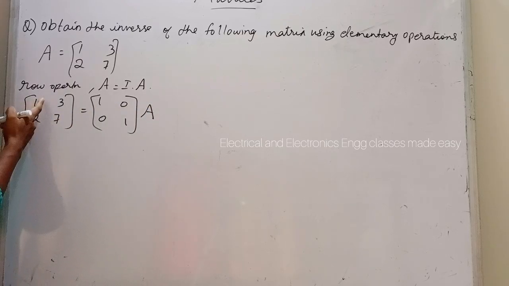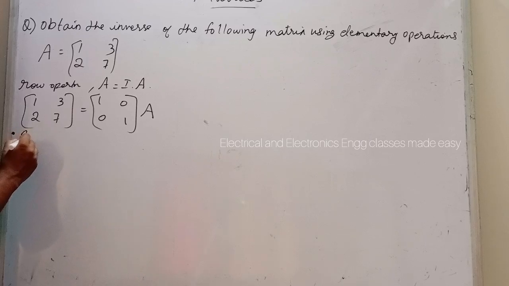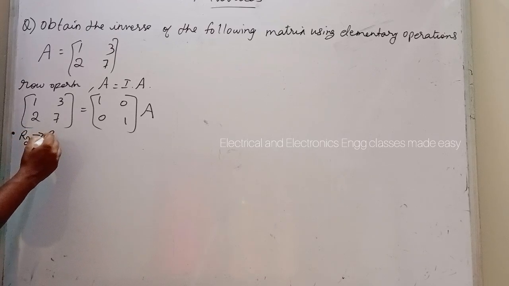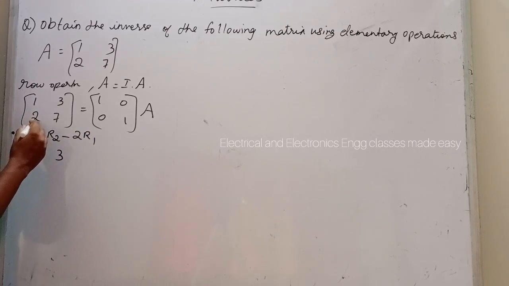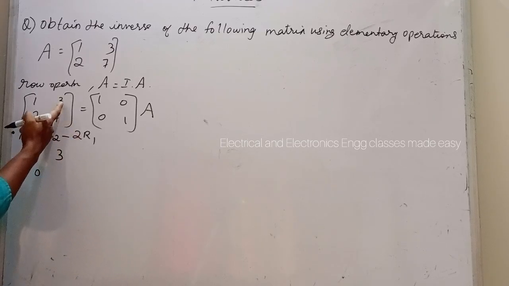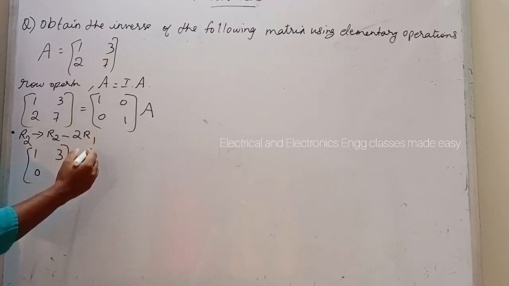So our first step is to make the first element 1. So here it is 1 itself. So next step is we have to make the elements below and above this 1 zero. So here there is only one element. So we have to make this 2 as 0. So it is row 2. So R2 implies R2 minus 2 times R1. So here we will get 1, 3. Here it will be 0. Then here 7 minus 2 into 3. So 7 minus 6, it is 1.